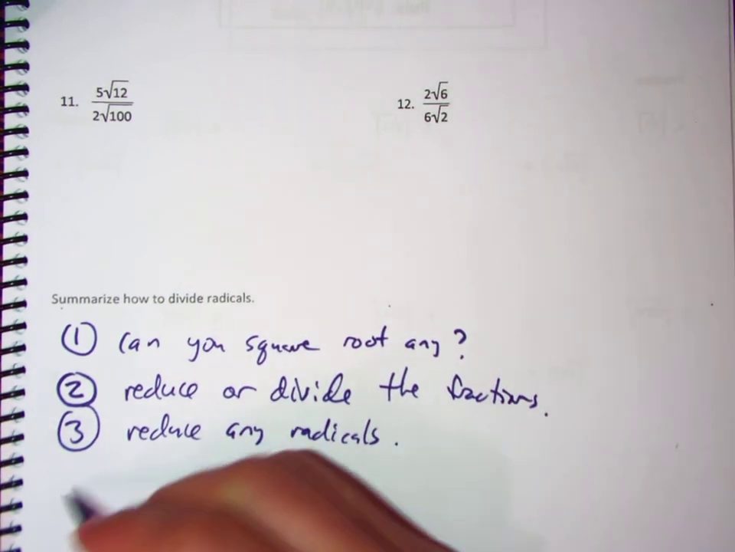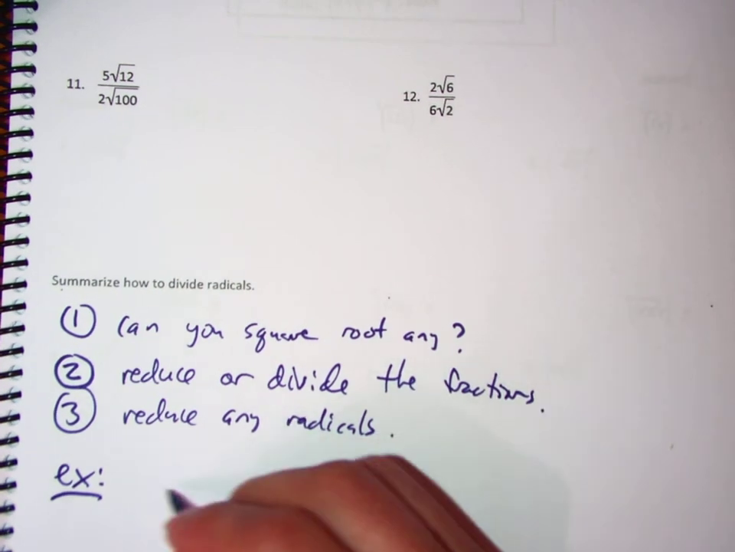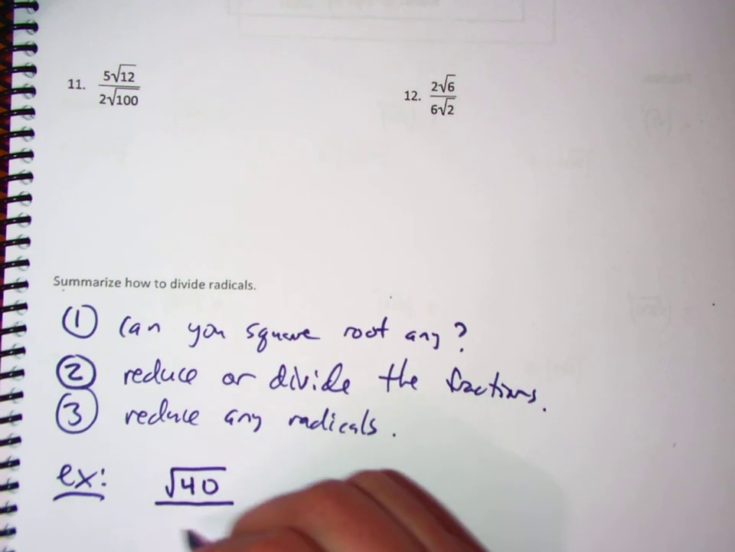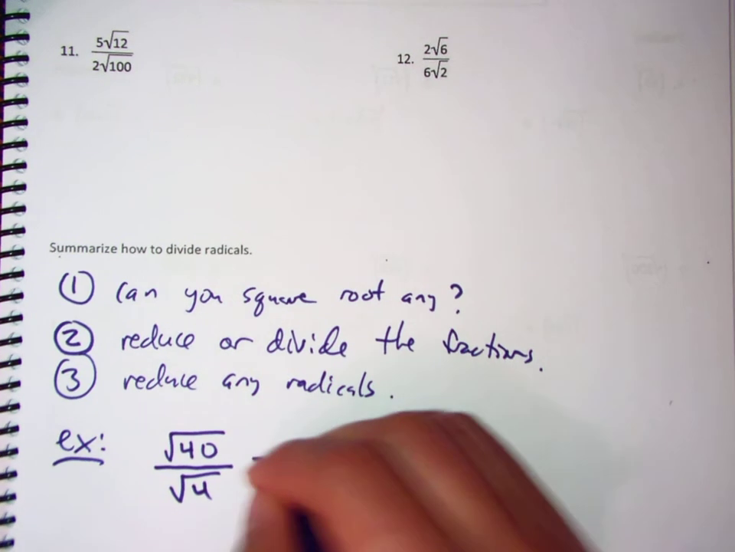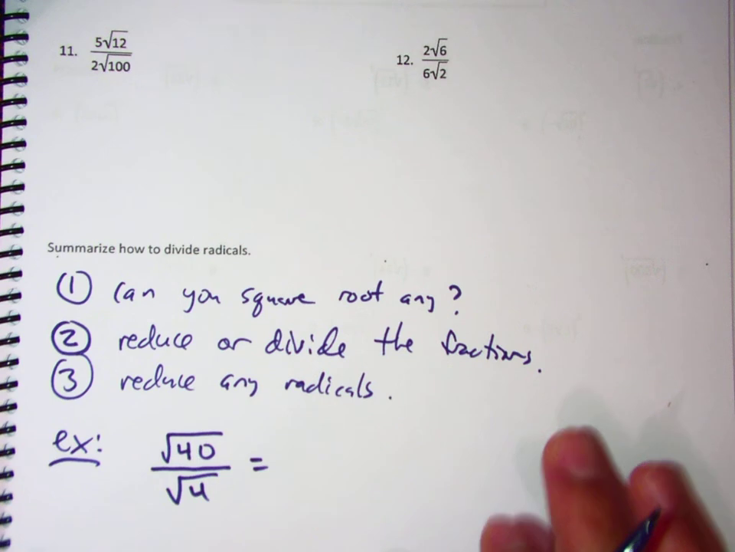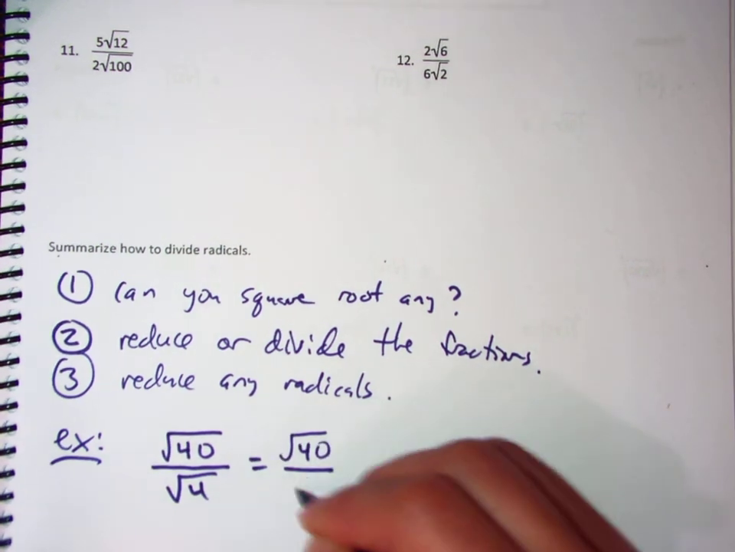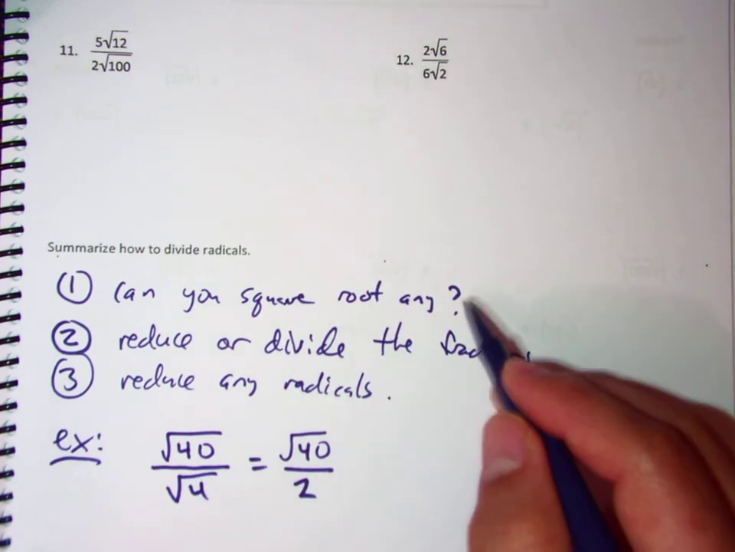So here's an example. Let's say I have the square root of 40 divided by the square root of 4. Okay. And again, there's so many different ways to do some of these, because some of you might look at this and go, okay, well, I know that the square root of 4 is 2. And so I've done the first step.